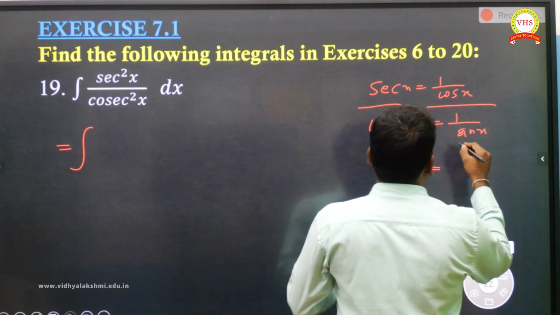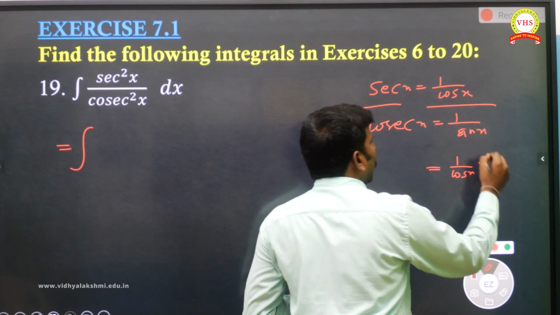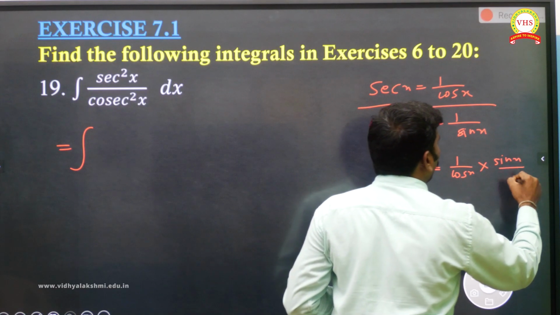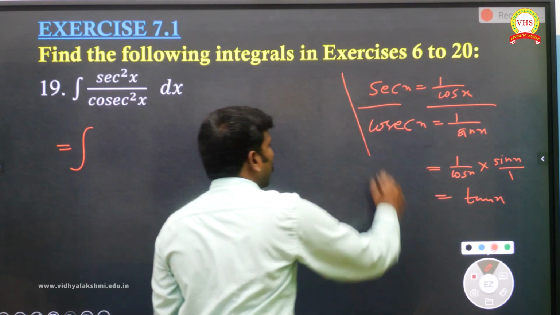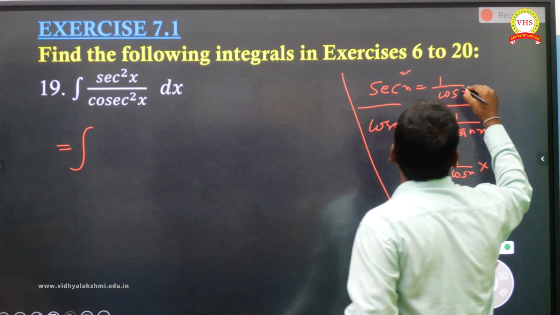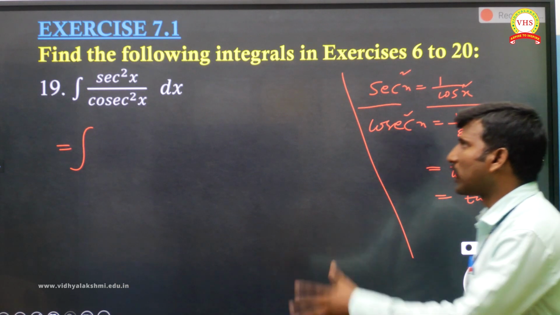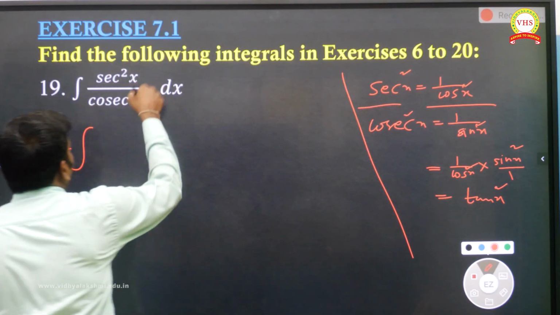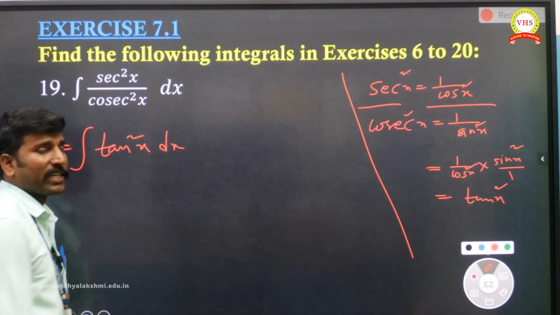So when you divide both, 1 by cos will be here. Sin, when you take the numerator, it will be the reciprocal. So sin by cos, you will be getting tan x. In the same manner, but there is a square here. If you apply the square, it will be squared, so you will be getting tan square x into dx.